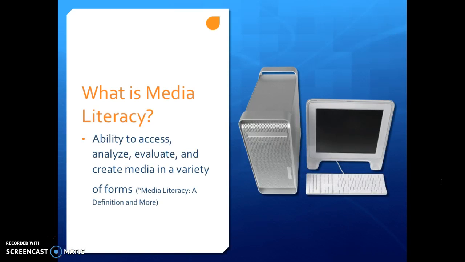So going right into it, what is media literacy? As defined on the medialit.org website, media literacy can be defined as the ability to access, analyze, evaluate, and create media in a variety.